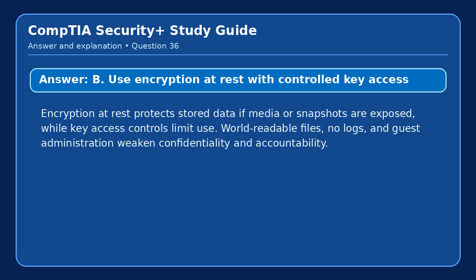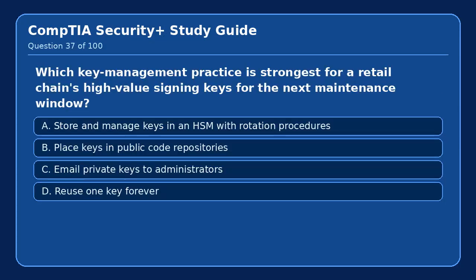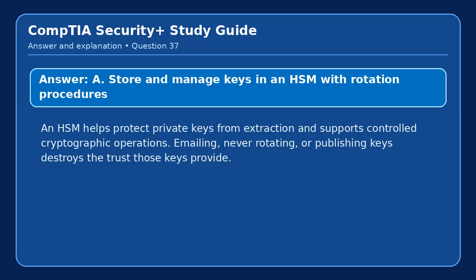Question 38. Which analysis helps a city agency identify critical processes and acceptable downtime during a quarterly review? A. Packet fragmentation test. B. Business impact analysis. C. War driving survey. D. Password reuse check only. Take a moment to choose your answer. The answer is B. Business impact analysis. A BIA maps business processes to impact, recovery priorities, and downtime tolerance. Wireless surveys, fragmentation tests, and password checks do not define business recovery priorities.